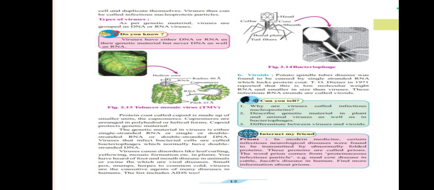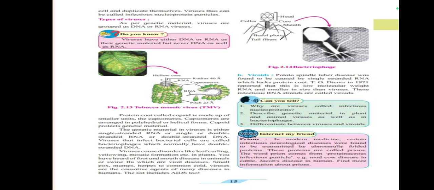Tobacco mosaic virus, TMV, Figure 2.13. The protein coat called capsid is made up of smaller units called capsomers. Capsomers are arranged in polyhedral and helical forms. The capsid protects the genetic material. The genetic material in viruses is either single-stranded RNA, or double-stranded RNA, or double-stranded DNA. Viruses that infect bacterial cells are called bacteriophages, which normally have double-stranded DNA.